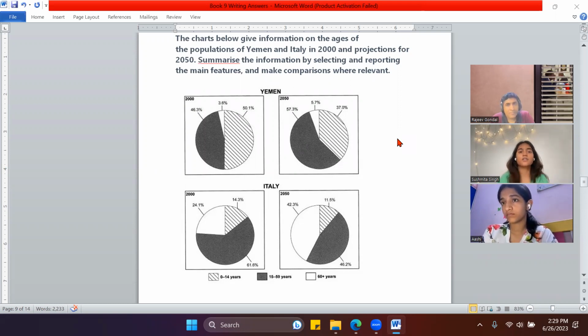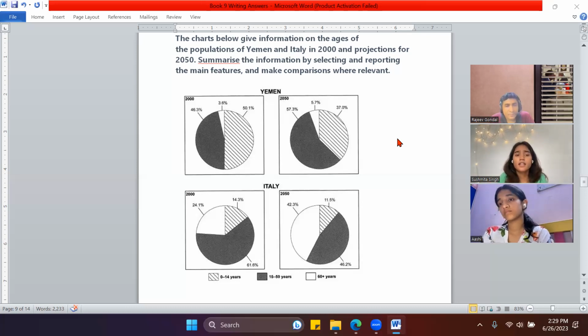We can start off by first talking about each individual country. We can start with the starting line, which can be: the following pie charts provide data regarding the population trends in Yemen and Italy and the projected trends for the same countries in 2050. So that can be the first line. And then we can go into a little bit of detail about each individual country.